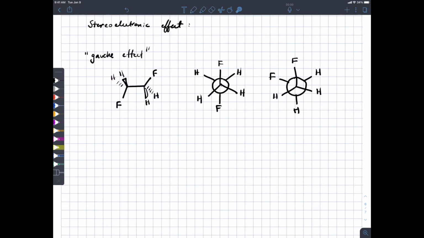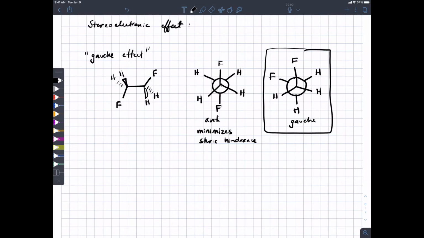Now, fluoro groups are actually quite a bit smaller than methyl groups, but they're still a little bigger than hydrogen. So you might expect that the anti-conformation might be better than the gauche conformation because the anti-conformation minimizes steric hindrance. However, dun dun dun, for this 1,2-difluoroethane, the gauche conformation is actually more stable.